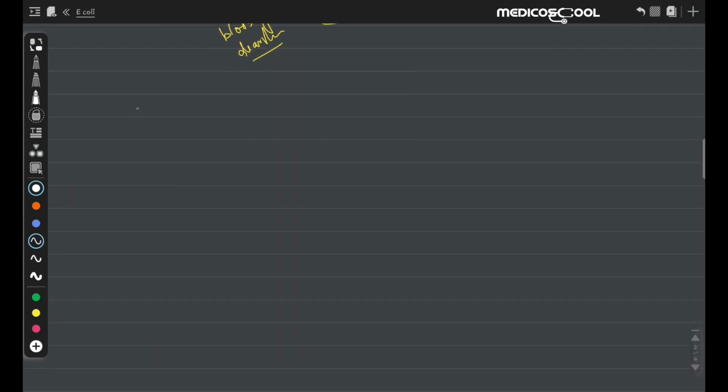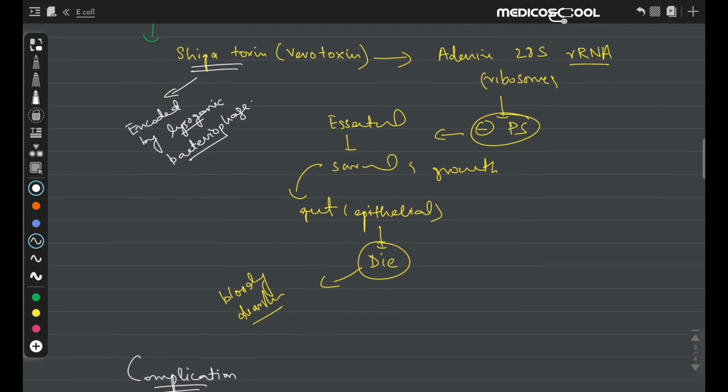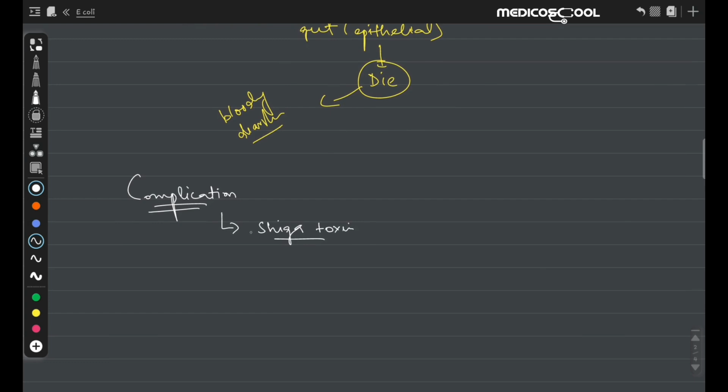Now, what will be the complications of this enterohemorrhagic strain of Escherichia coli causing the bloody diarrhea? In the production of bloody diarrhea, the Shiga toxin does not invade the mucosa of the gut. It only removes the adenine from the 28S subunit of the ribosome, and thus prevents the protein synthesis in the epithelial cells. But as a complication, if this Shiga toxin enters the blood vessels, sepsis occurs.